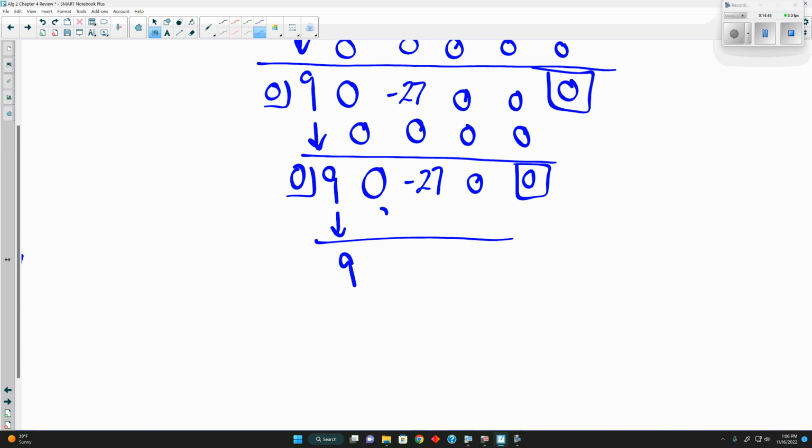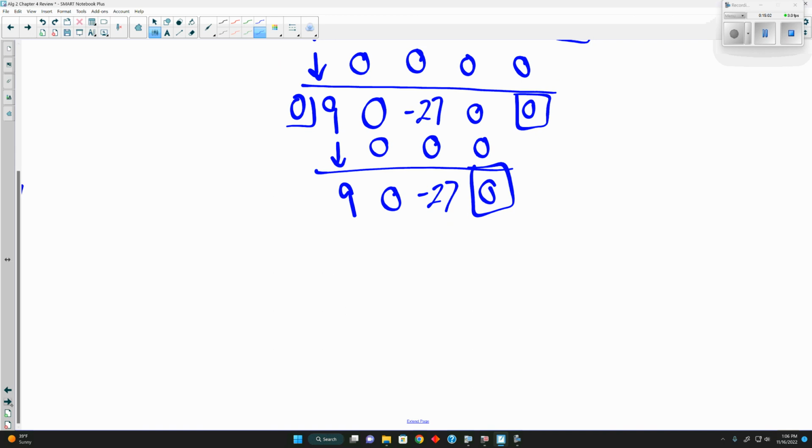0 times 9 is 0. 0 plus 0 is 0. 0 times 0 is 0. Negative 27 plus 0 is negative 27, and 0 times negative 27 is 0. So we have m equals 0, 1, 2, 3 times. So that leaves us with 2 solutions left, yes?